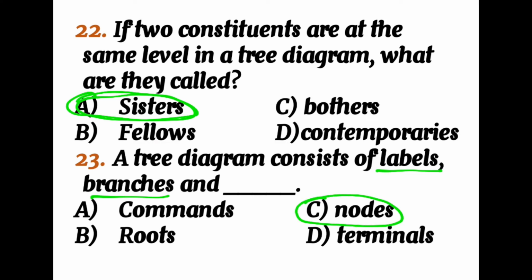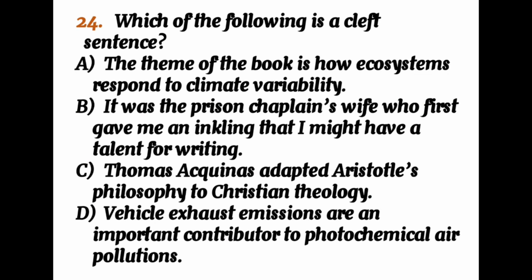For example, here is a short tree diagram before you to understand these three things: labels, branches, and nodes. These are labels, right? NP, article, noun. The names are labels. And the lines are called branches. And the point where the lines merge, this point is called a node. This is a node. These lines are branches and these names are labels. Very simple concept. Next is, which of the following is a cleft sentence?